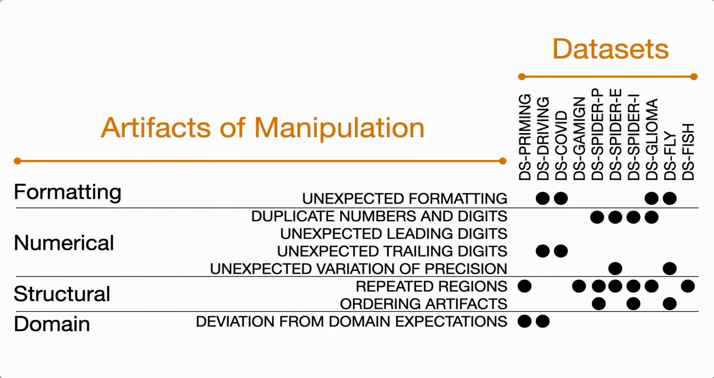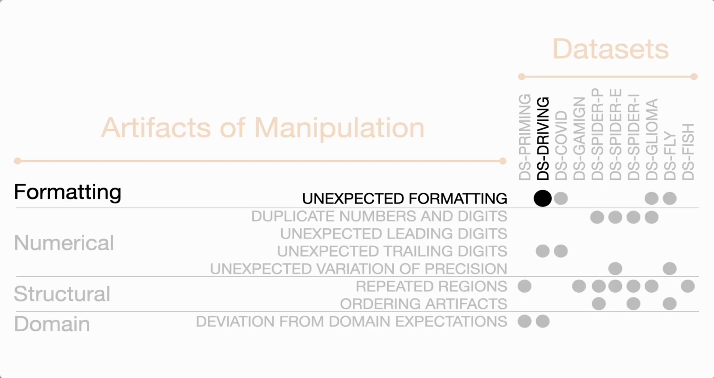Now, I will spend some time going into the details for some of the artifacts of manipulation. For details on the others, please refer to the paper or the living document of artifacts. To begin, I will discuss unexpected formatting with an example from the driving dataset.